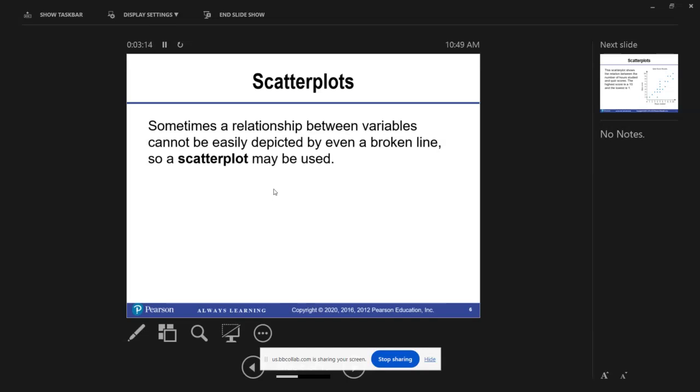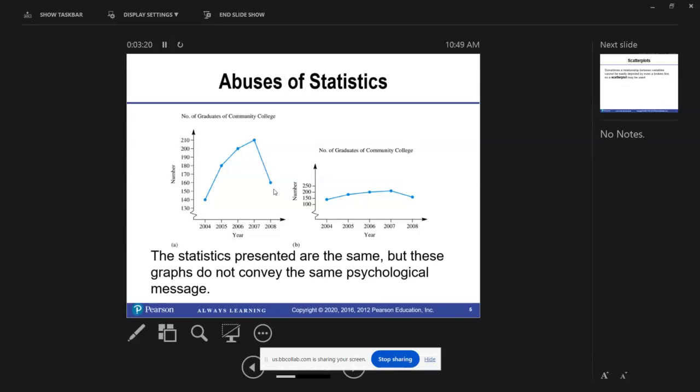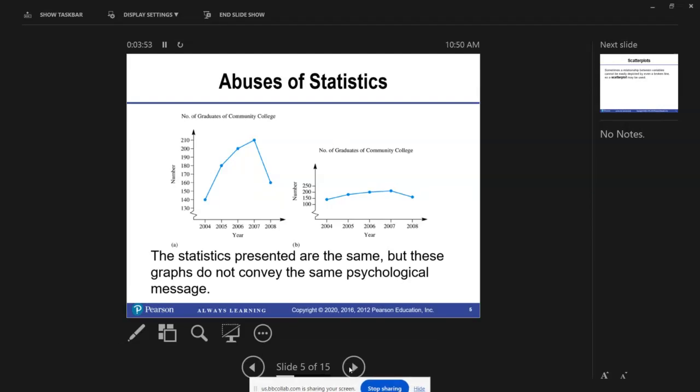Sometimes a relationship between variables cannot be easily depicted by even a broken line, so a scatter plot may be used. And one more thing about this back here, I think we talked about this last week. When you're going to jump up to like 130 or 100 on the graph, you can make a break in your graph to show that this doesn't start at 0, because otherwise it might make people think you have a scale of 130 here or a scale of 100 here. Okay, when your scale, if you look at the next two numbers, is actually 50, or over here it's actually 10 on the left. Okay, so you can make that break in your graph. I think we talked about that last week, but I wanted to make sure.